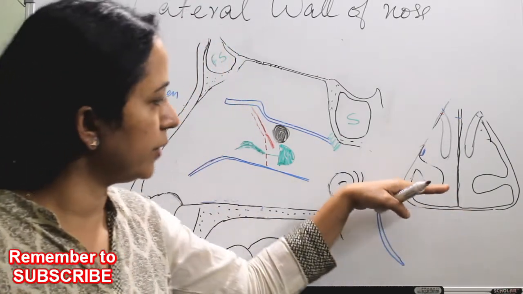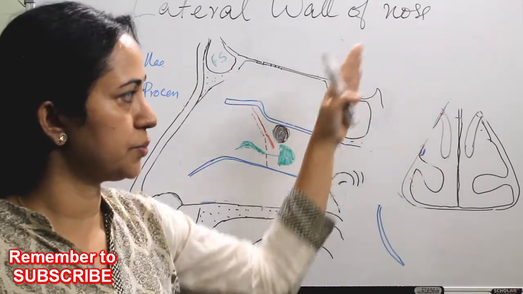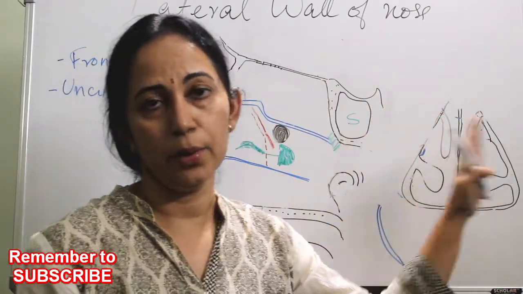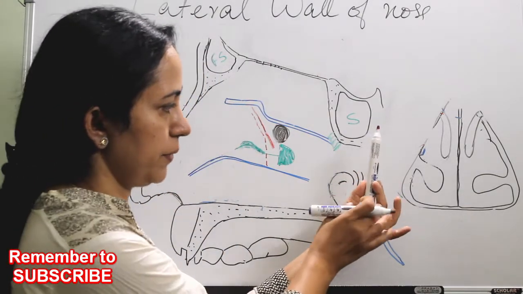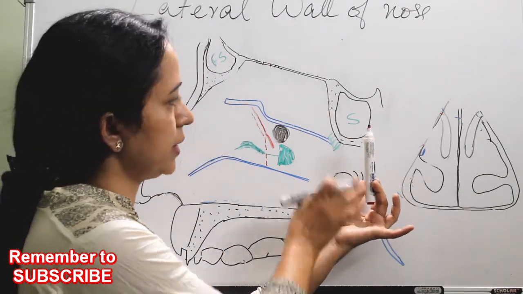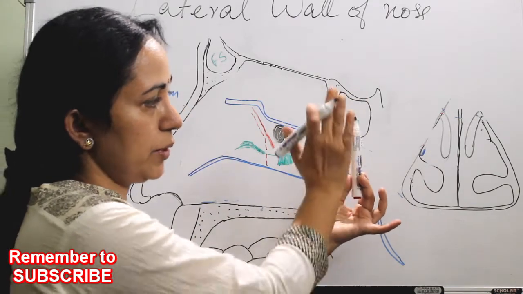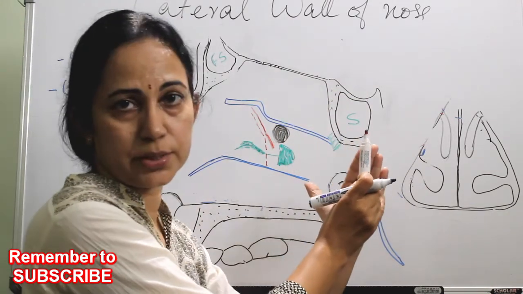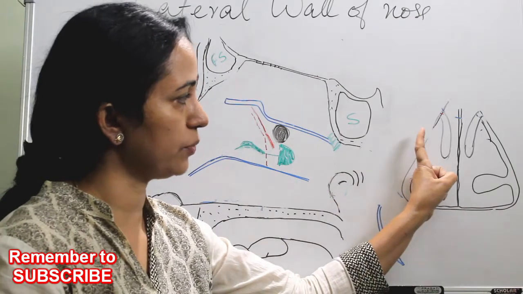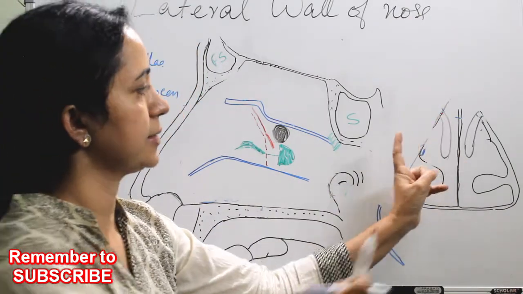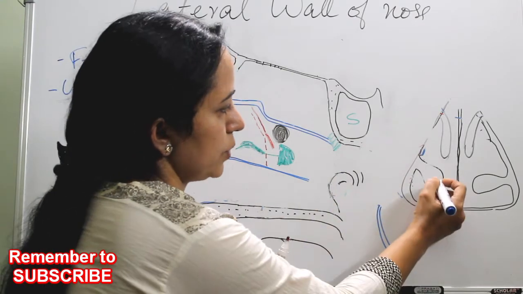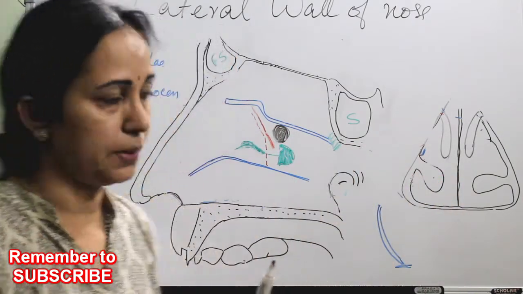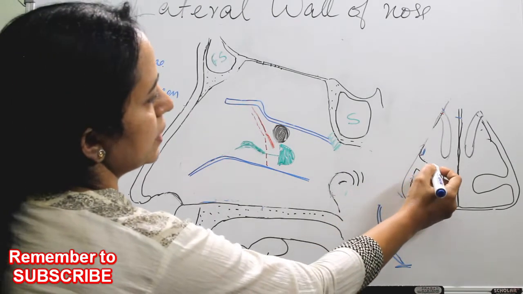It has got an inferior attachment, a superior attachment, an anterior attachment and a posterior attachment. Think of a structure like this, a crescent of bone, exactly like this. So the inferior attachment is always into the inferior turbinate. This inferior attachment is always here.